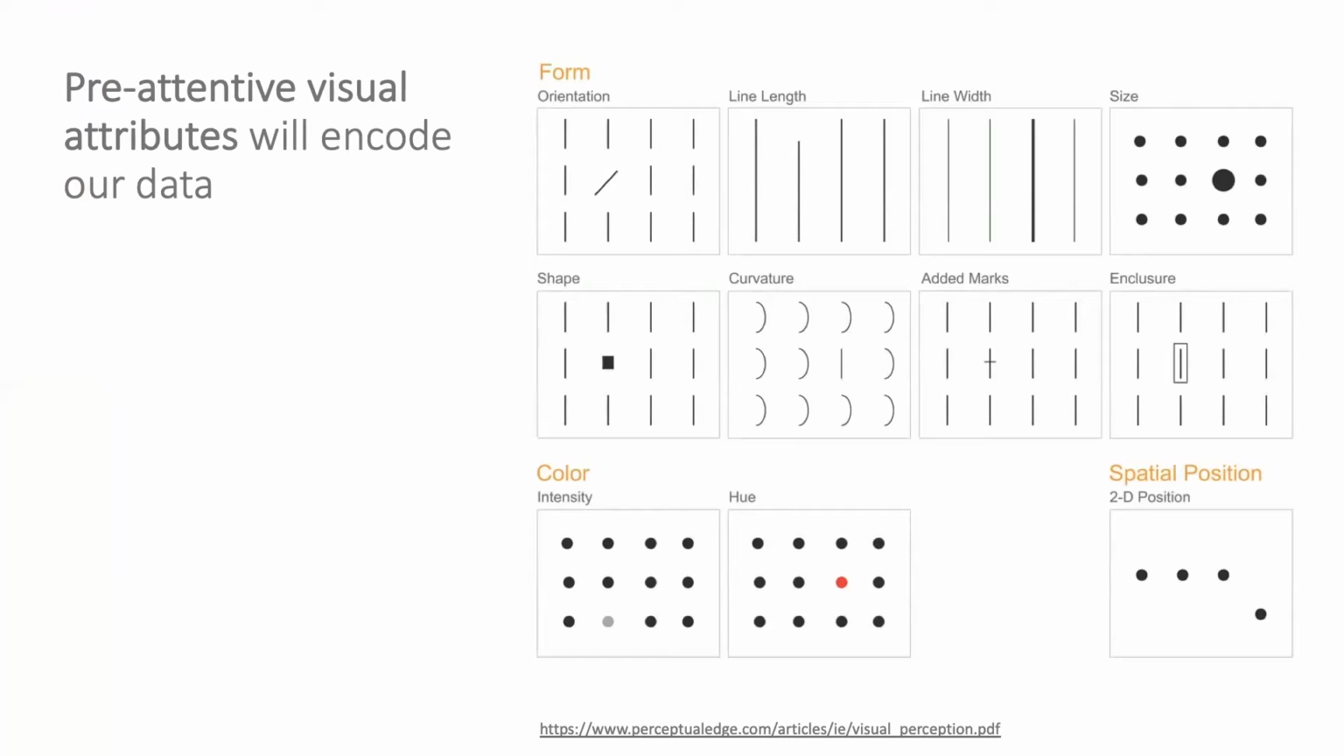Width, size, shape, differences in intensity or hue, spatial position is a really strong one for us.